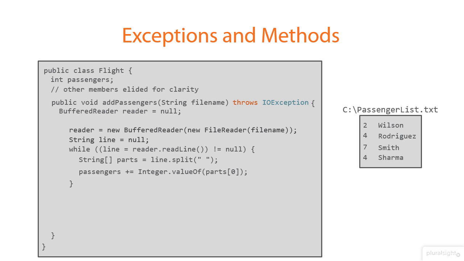And again, the key thing here is that if we didn't catch it and we didn't put the throws on, the compiler would actually complain that we weren't dealing with the exception. So by saying that we throw it, that's our responsibility in dealing with it.